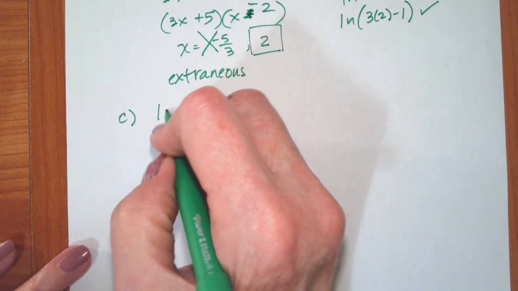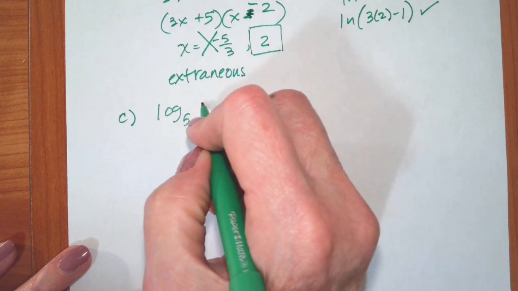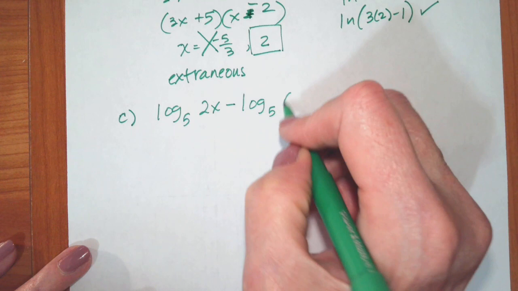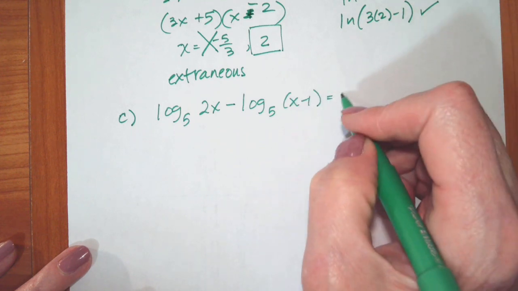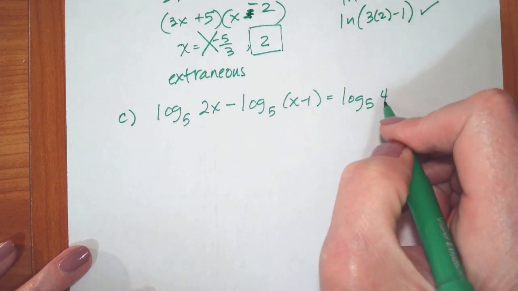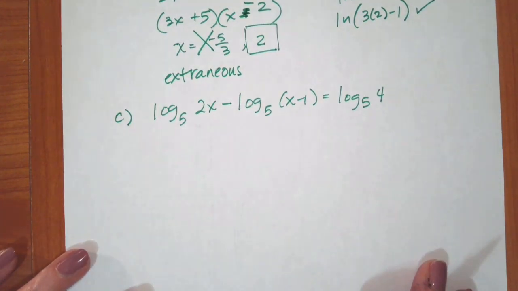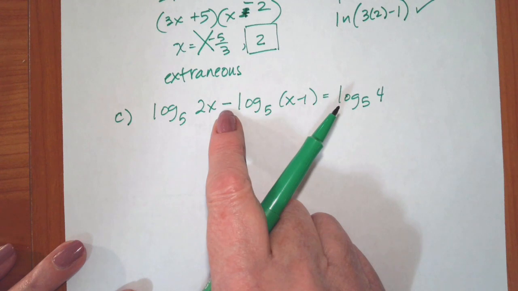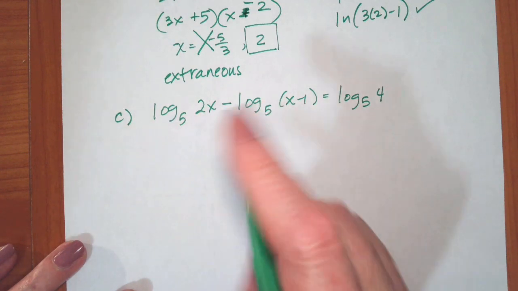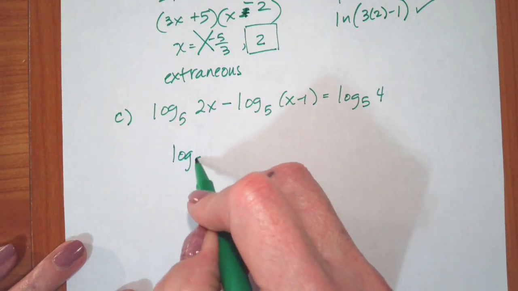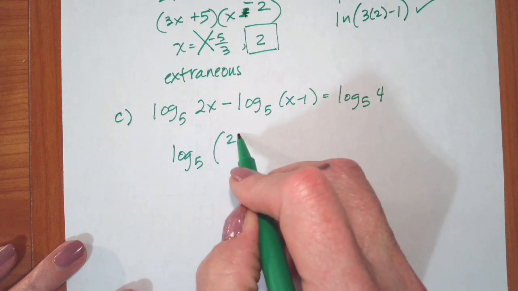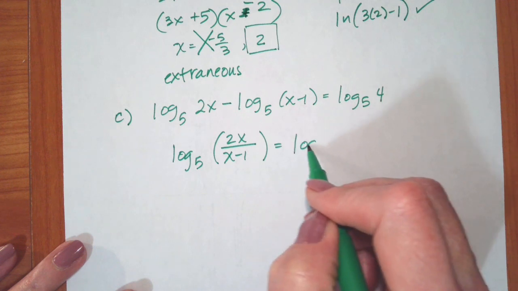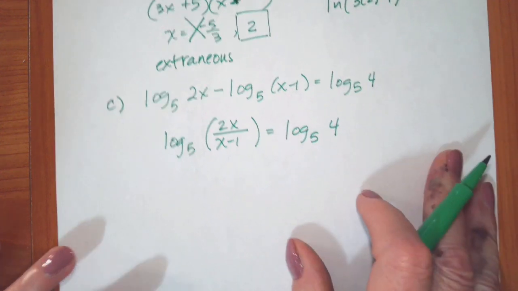Okay, so now I have the log base 5 of 2x minus the log base 5 of x minus 1 is equal to the log base 5 of 4. Well, we're not going to multiply this time, we're going to divide because it's a log minus a log. So this becomes log base 5 of 2x divided by x minus 1 is equal to the log base 5 of 4. Okay, that's fine.